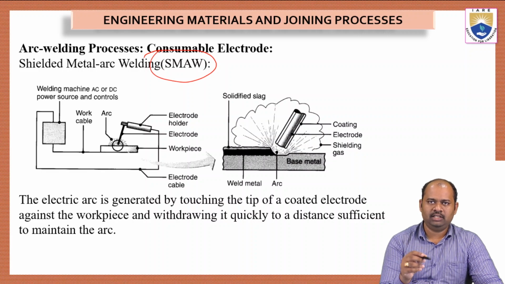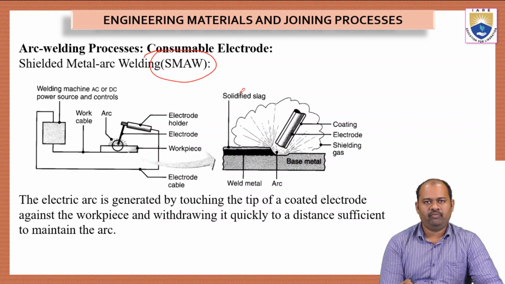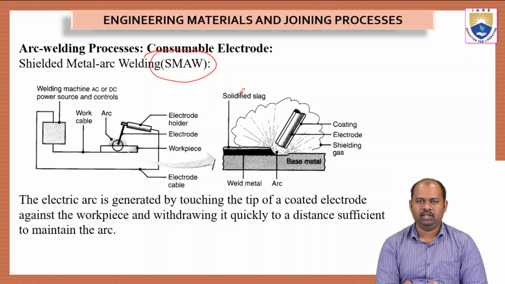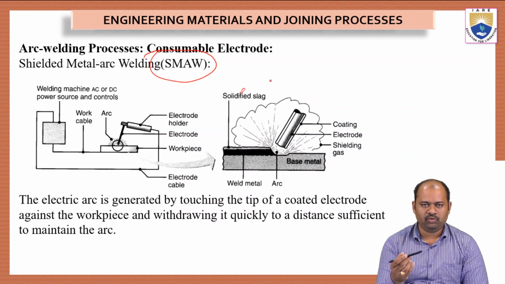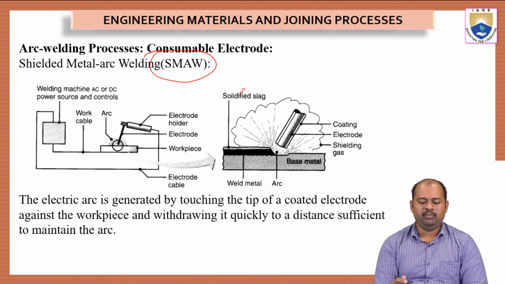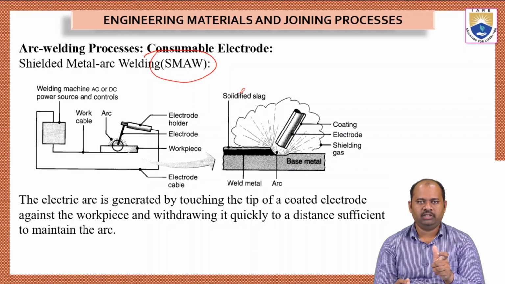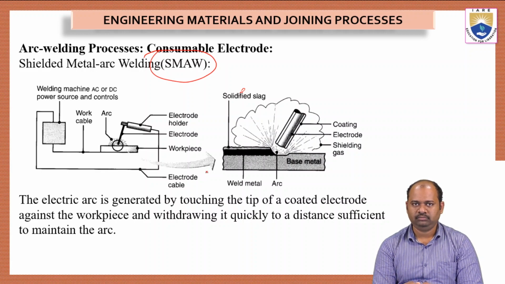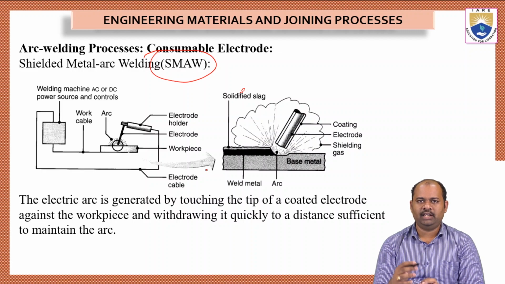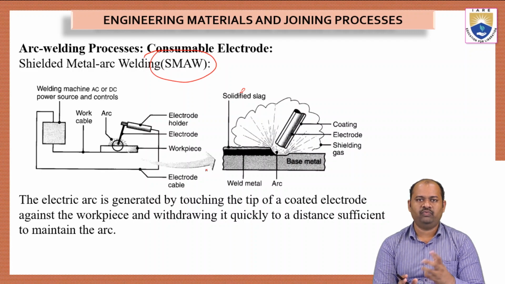Whenever I touch the electrode to the workpiece, it will form a closed circuit. Observe carefully. Long metallic rods will be there, which are coated with some kind of metal. When this electrode is fitted in the torch and touched to the workpiece, we can see the formation of a closed circuit. We don't see the formation of an arc. Whenever the circuit is closed, the electricity will be flowing through the workpiece. So this is not required. We have to produce an arc in order to weld.